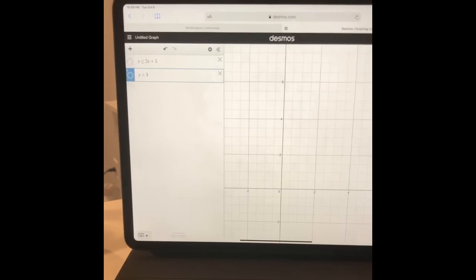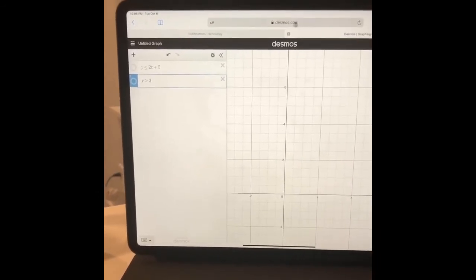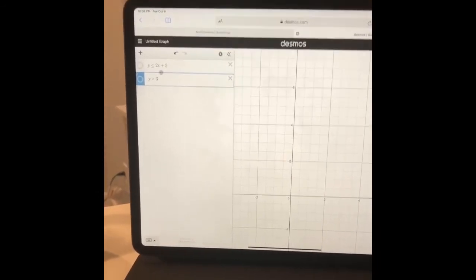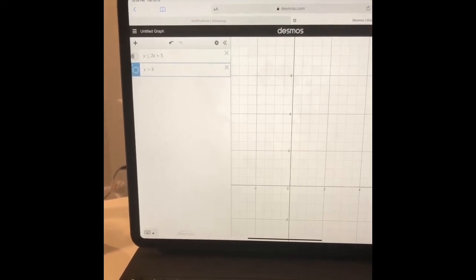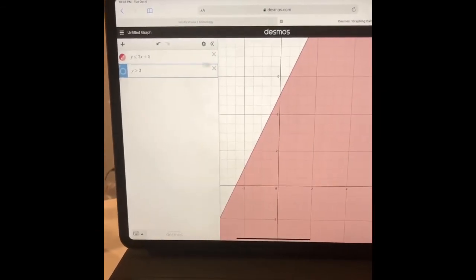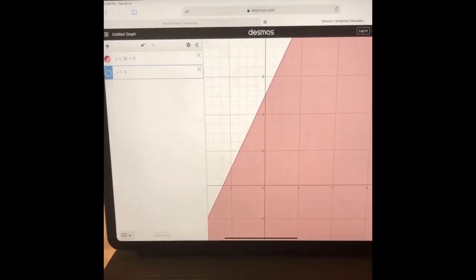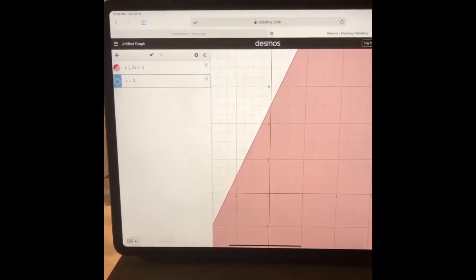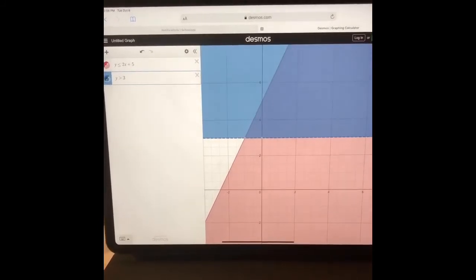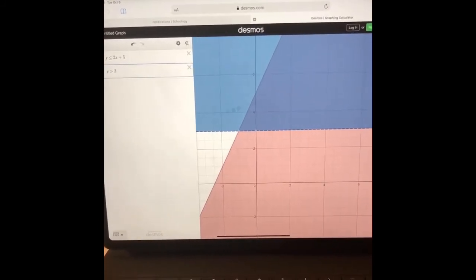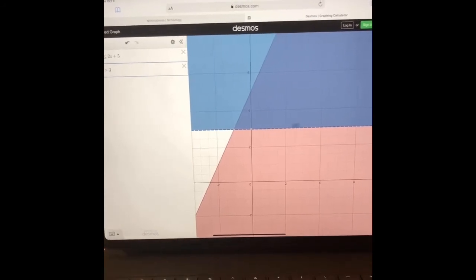Okay, so another way you could do this is using desmos.com and using the graphing calculator. If we look at the first example I showed you, y is less than or equal to 2x plus 5, I'm going to turn that on. It automatically shades it for you, and it does the solid line for you. Or for our second one, y is greater than 3, it shades it, and it also puts the dashed line there for you.